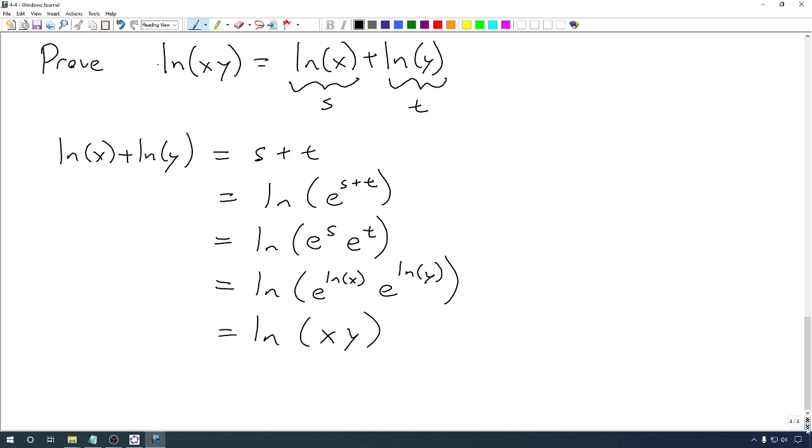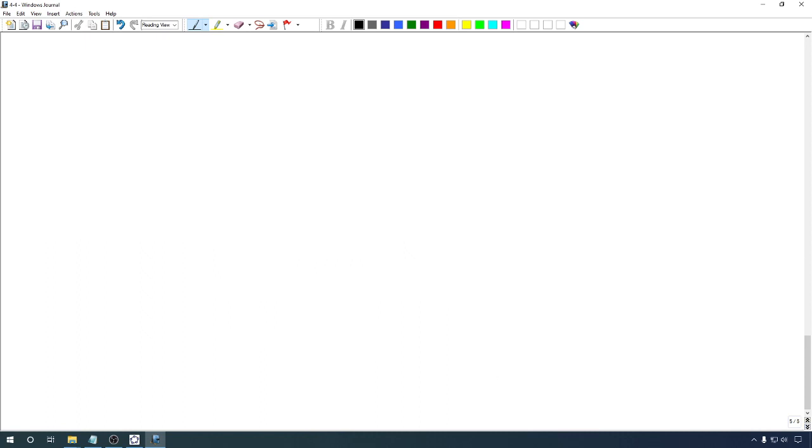Let's go ahead and do a couple of examples where we use these laws of exponents and laws of logarithms in order to simplify a few expressions. Look at problem 29. We have the natural logarithm of xy over z.